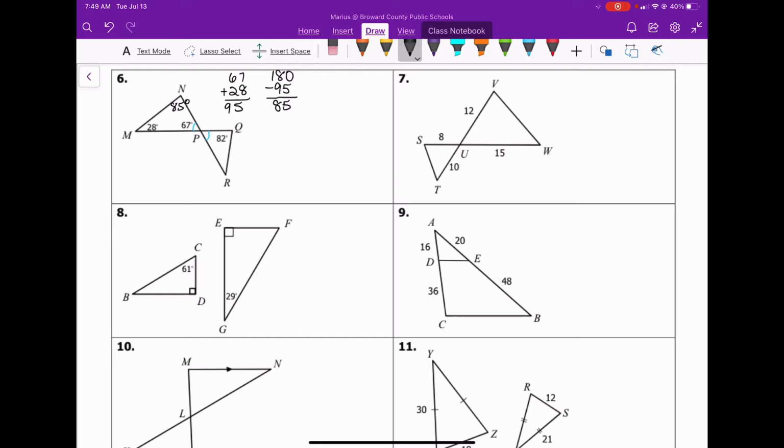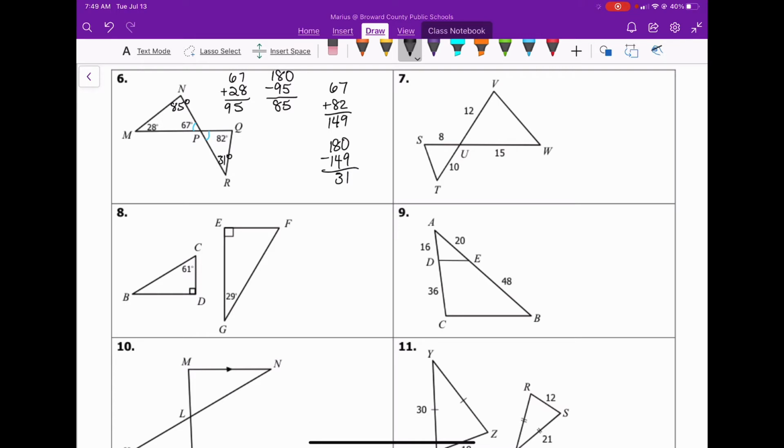Now, when we look at the triangle towards the bottom, we're going to do 67 plus 82, which is 179. Did I do that right? No, excuse me, not 179, 149. And then we do 180 minus 149. That's going to give us 31, okay? So this angle right here is 31 degrees.